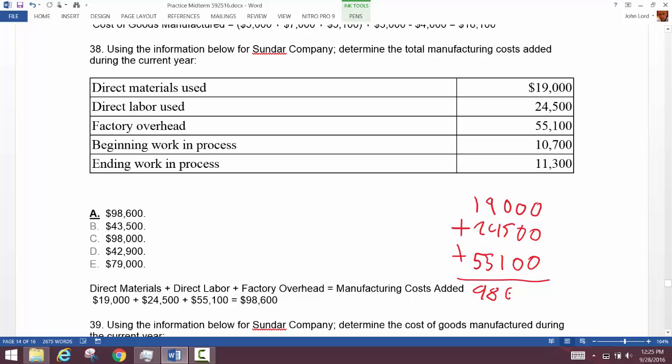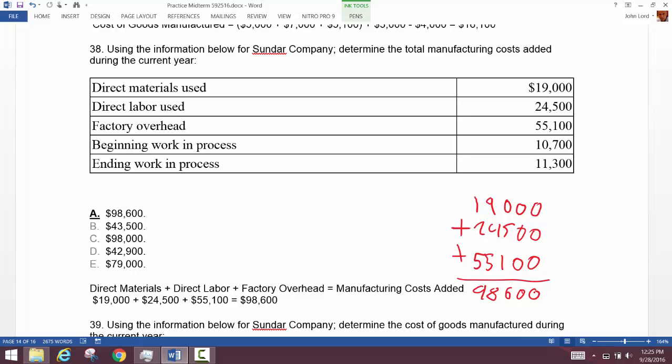$98,600. So if I put a question like this on the test, that's a little insulting, isn't it? Yeah. A little bit, right? It's like, what do you think? I'm playing with kids over here? Come on now. Give me something. Come on. Okay, go ahead and do the next one. See how the next one turns out for you.